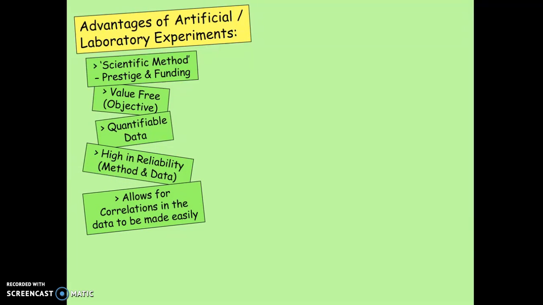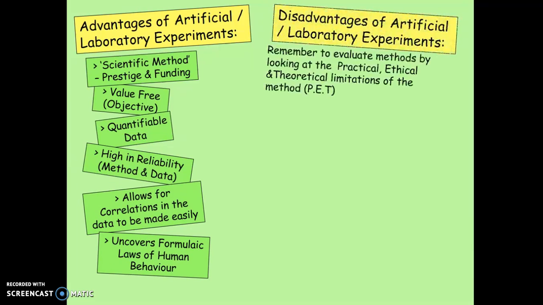Allows for correlations in the data to be made easily. Uncovers formulaic laws of human behavior. Disadvantages of artificial/laboratory experiments. Remember to evaluate the methods by looking at the practical, ethical, and theoretical limitations of the method, PET.